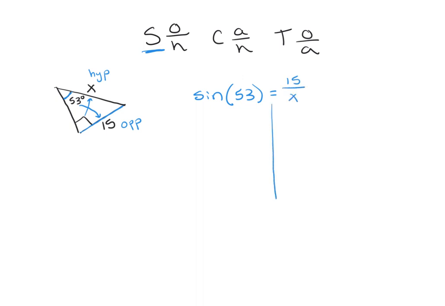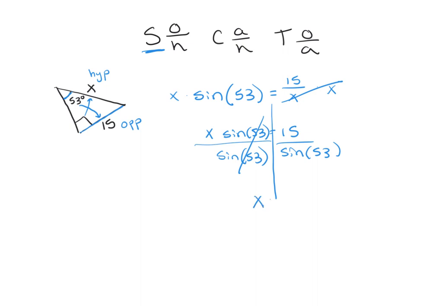Now solve for x. We can multiply both sides by x, and then divide both sides by sine 53. So x equals, all you do is type that in and you will get 18.8. If we go back up here, 18.8 makes sense because the hypotenuse would be longer than a leg.